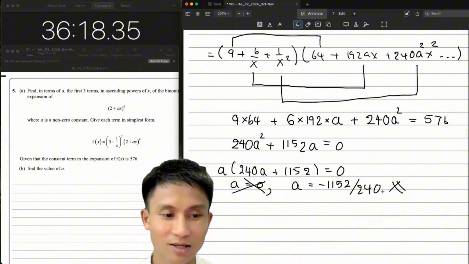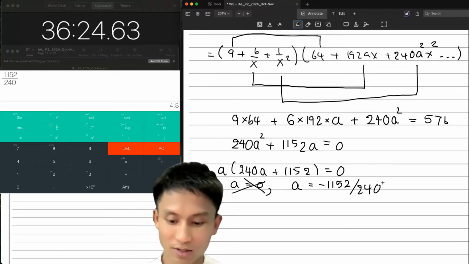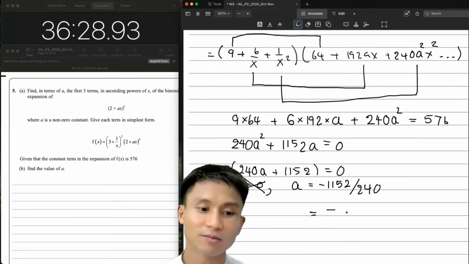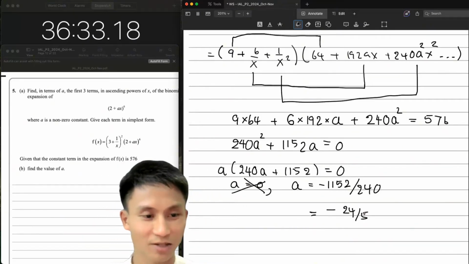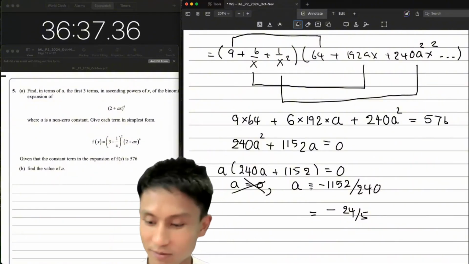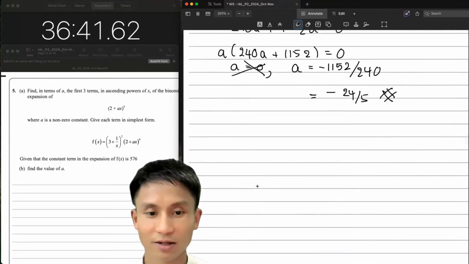That means, can we simplify that? 1152 over 240. We got 4.8. So 4.8 is 48 over 10. So that's 24 over 5. My calculator just doesn't give a fraction. So I have to do that by myself. So that's minus 4.8. All right. So that is the answer to that.